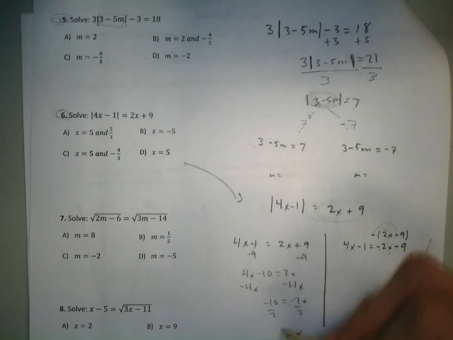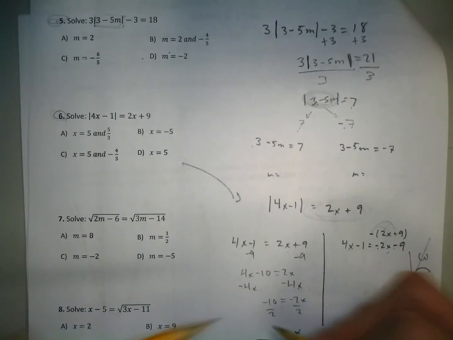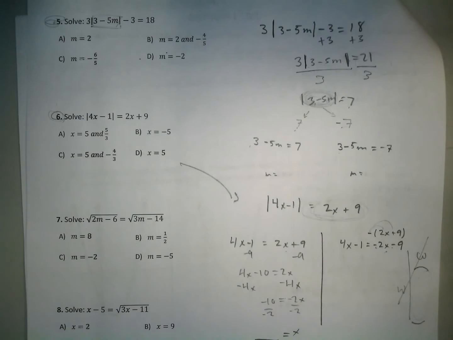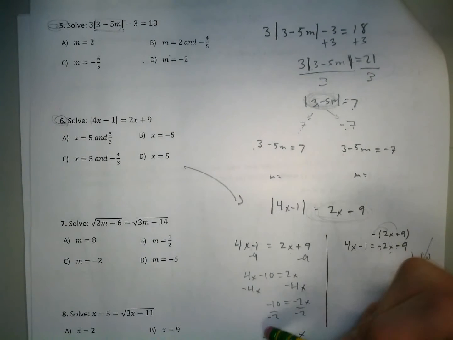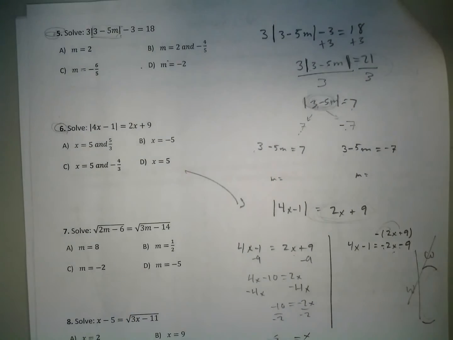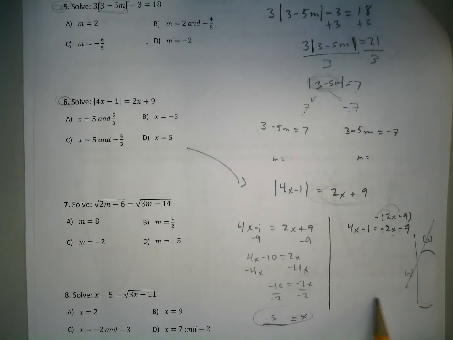So then it'd be, divide by negative 2. Yeah, good. You got it. And then so it'd be negative 5. Oh, let's be 5. Good. Nice.